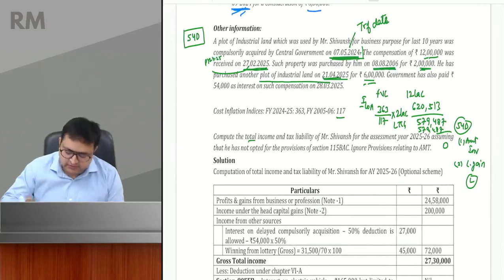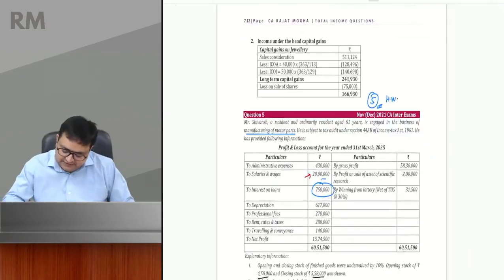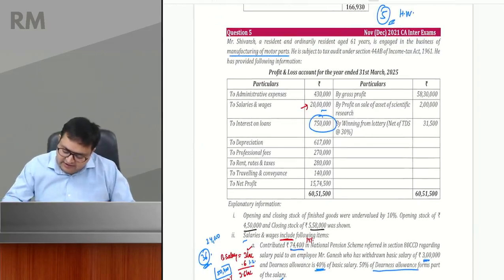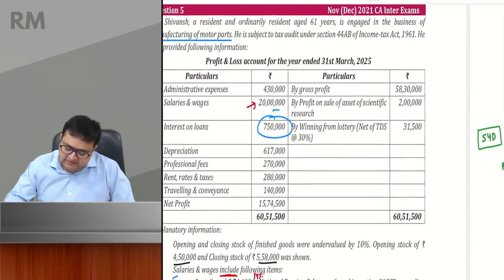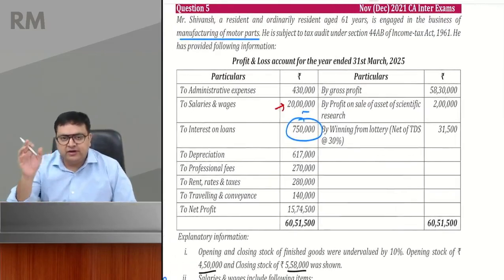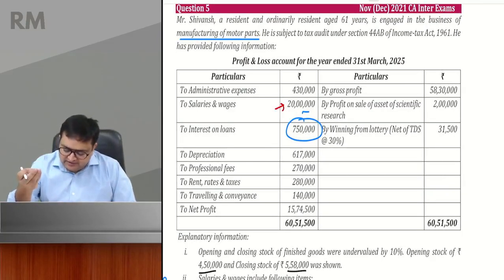Compute the total income. Now we have received the total income. I think we can easily calculate. Guys, tell me, when you compute your total income as per the optional regime, whether he has salary income? No. Whether he has house property income? No. PGBP, of course, he has. Capital gain, he has. In fact, he has short-term capital gain on sale of scientific research asset of 2 lakh, and long-term it's 0. You have to calculate.